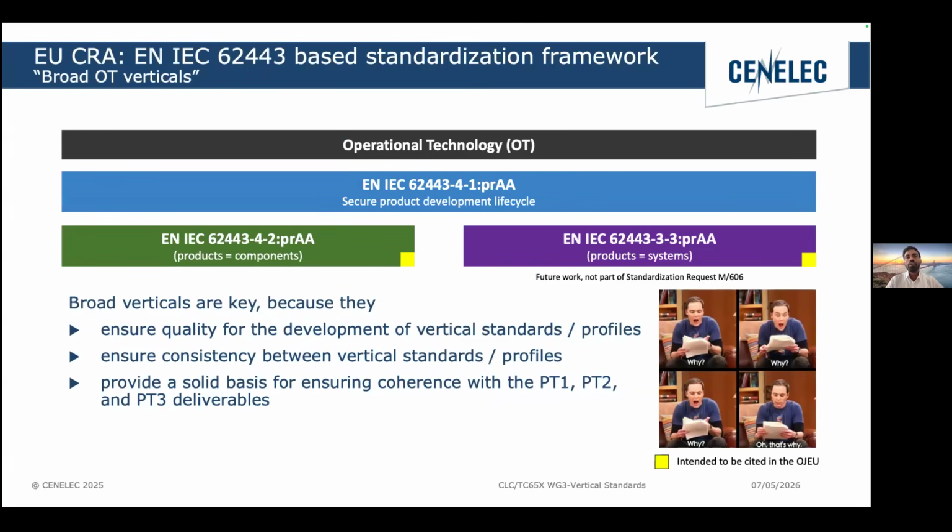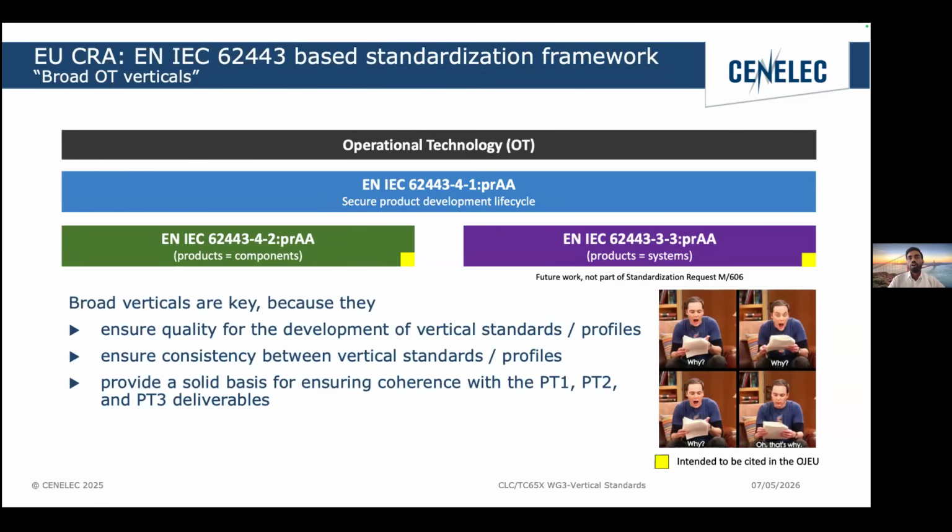As I told, after the CRA gap analysis with the existing 62443, they came up with two standards, 4-1 and 4-2 prAA, which are nothing but the broad verticals. So we have two broad verticals, 4-1 and 4-2, and also there is a plan for 3-3, which is currently not part of the standardization, but is part of the future work, which working group 3 is planning to bring up for the systems.